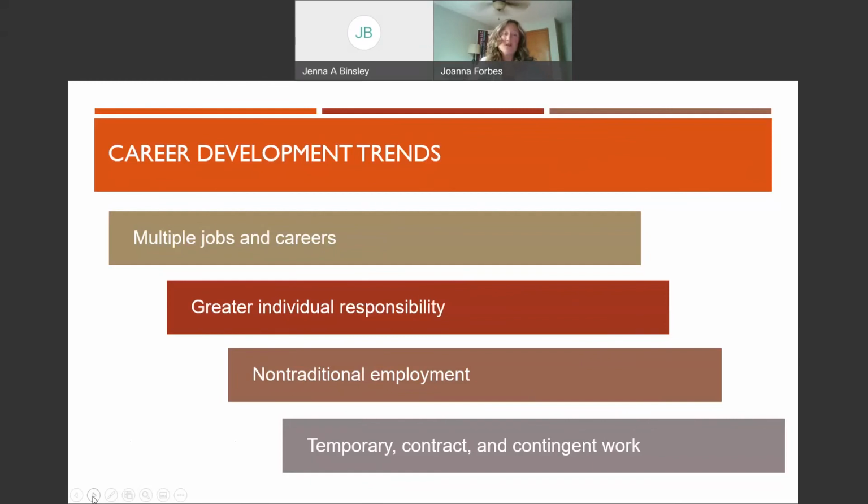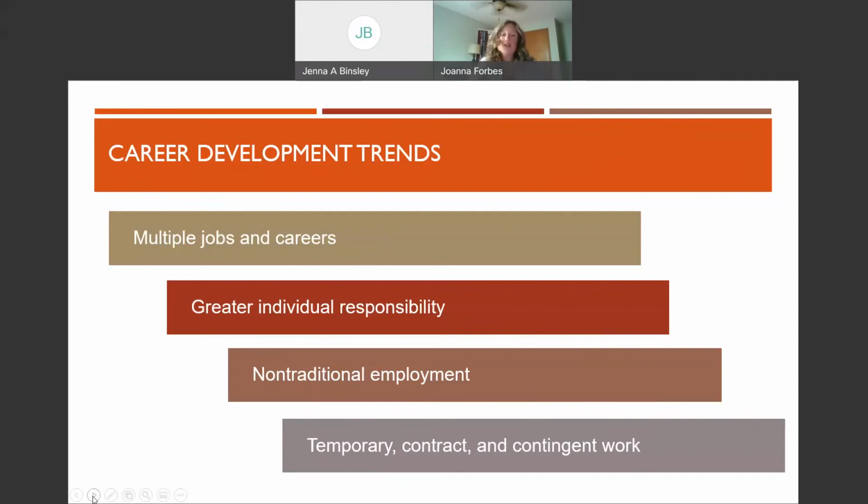So we're seeing a lot of multiple jobs, people working one or more jobs at one time, two or more jobs at one time. They're having greater individual responsibility. You might have heard the phrase, the sandwich generation. We have a lot of employees now that are not only taking care of children or grandchildren, but they're also taking care of their parents. So we're seeing a lot of that as well.